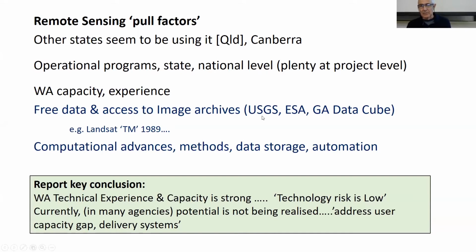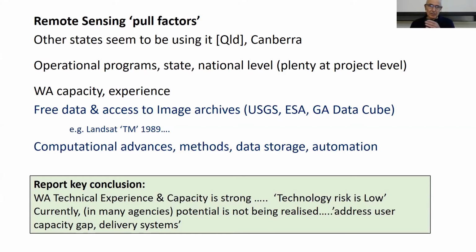So the data provisions from the international agencies in the US and the European Space Agency, the housing for a lot of that data now in Australia is in Geoscience Australia's data cube. The computational advances mean that we can handle large data much more easily, much more efficiently, and quite a lot of those advances with respect to vegetation information have been made and demonstrated here in WA.